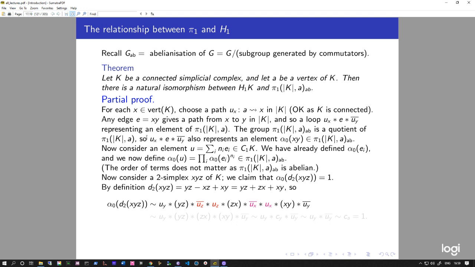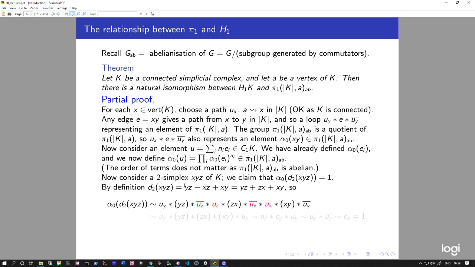That's yz minus xz plus xy. In the first term, we leave out the x, the second with a plus sign, then we leave out the y and have a minus sign, then we leave out the z and we have a plus sign. And we want to rewrite the middle term minus xz as plus zx. Okay, so then we apply alpha 0 to that.